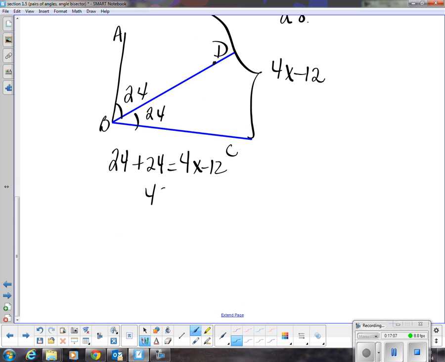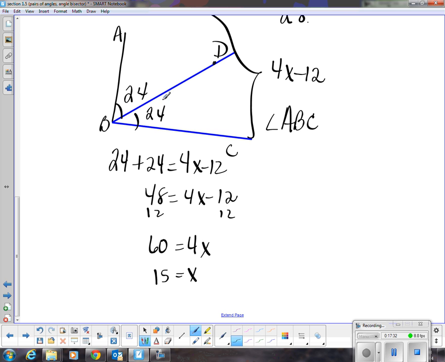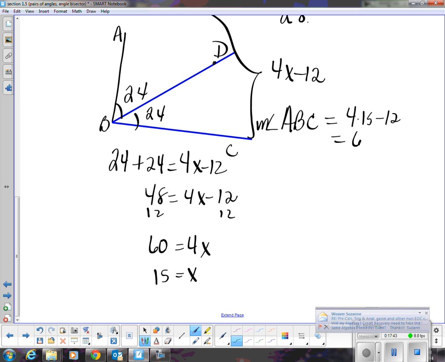So you're going to get 48 is equal to 4x minus 12. You're going to add 12 to both sides, which gives you 60 equals 4x, which means x is 15. They asked you to solve for x and find the measure of ABC. The way they did this, we could have cheated and just added those. But anyway, the measure of angle ABC is going to be 4 times 15 minus 12, which is 60 minus 12, which should be 48.